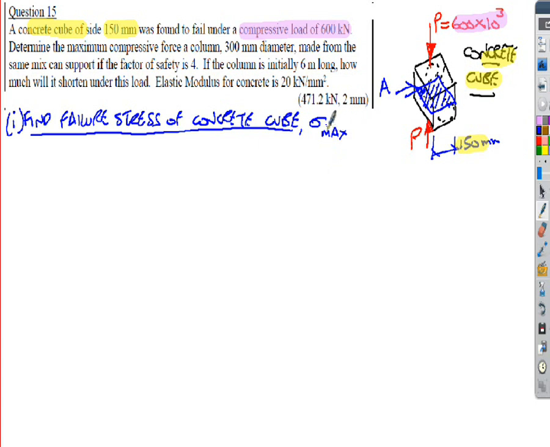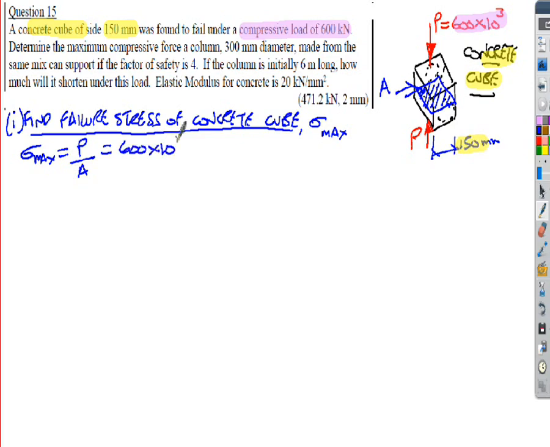And we obviously don't want to work to that level. So that's why the factor of safety is stated later on. But for the moment, let's find the stress in the concrete. So the maximum stress, the failure stress of that little concrete block, would be the force over the area. We know the force is 600 kilonewtons because it says that in the question.